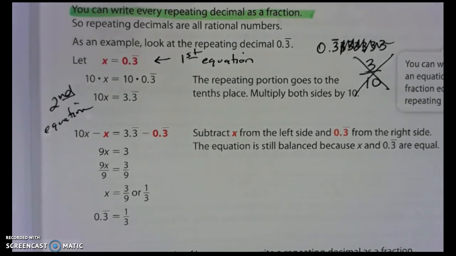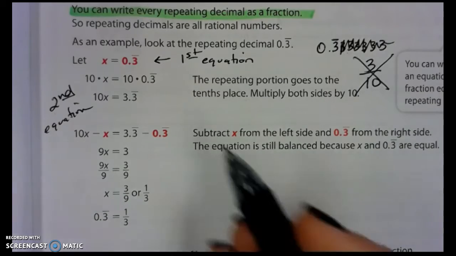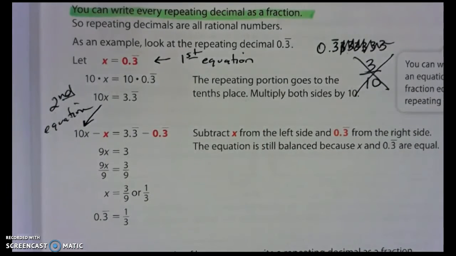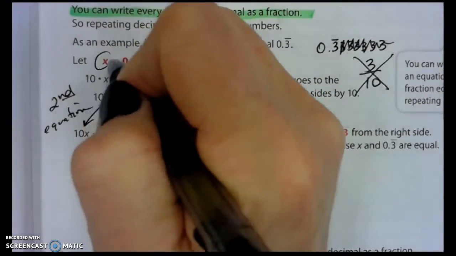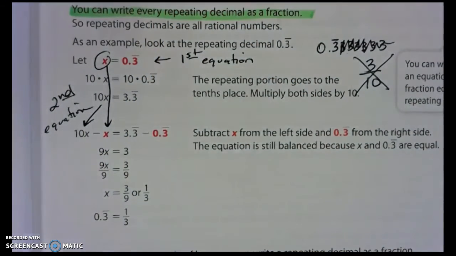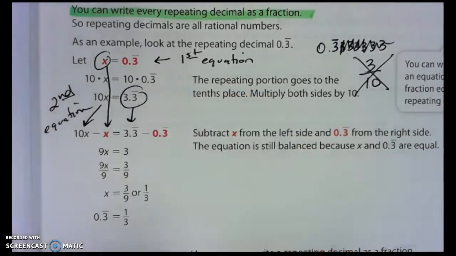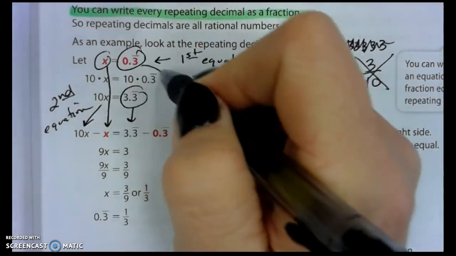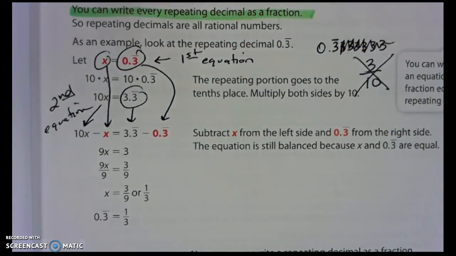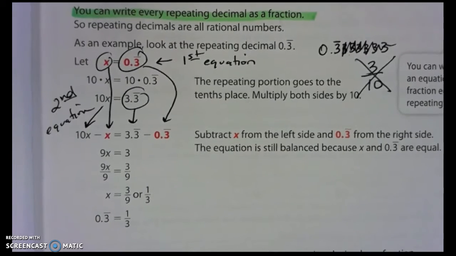Once you have the two equations, you're going to subtract them from each other. What we're creating is whole numbers without the repeating portion. So you would take the 10x from the second equation, and you're going to subtract x from the first equation. You take the 3.3 repeating from the second equation, and we subtract the 0.3 repeating from the first equation. Once you get here, you're just solving, and when you get done, you will be in fraction form.